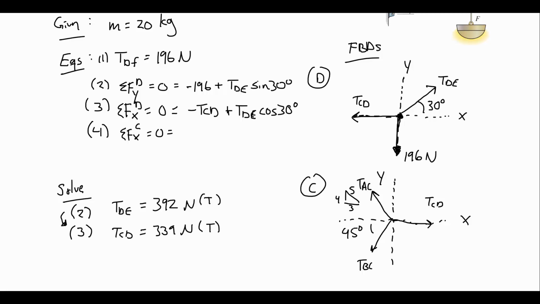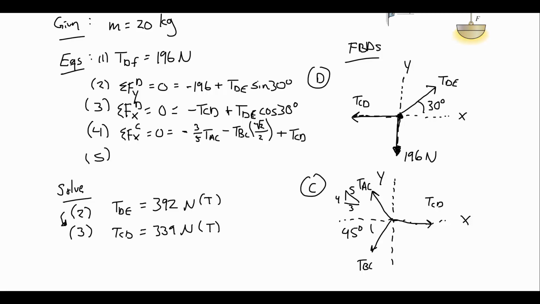So in the x direction, I have pointing to the left 3/5 of TAC. I have minus TBC times the sine or the cosine of 45 degrees, which is going to be square root of 2 over 2. So I can just write that directly here. Or cosine 45, either one is fine. Plus TCD, which again, I already do know is 339, but I'll wait for the solve step there. So I have two new unknowns I've introduced, but I don't have enough equations yet to solve for them.